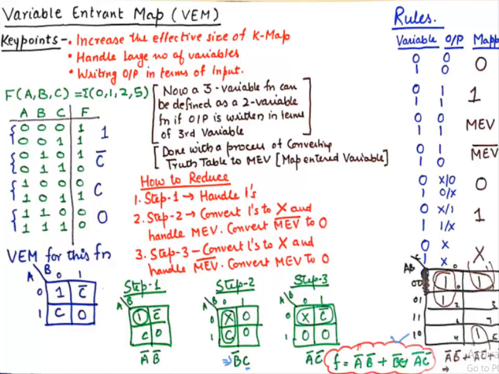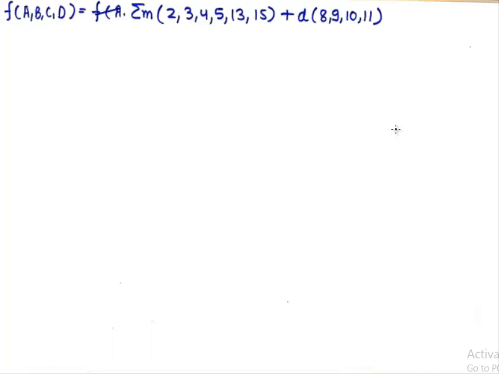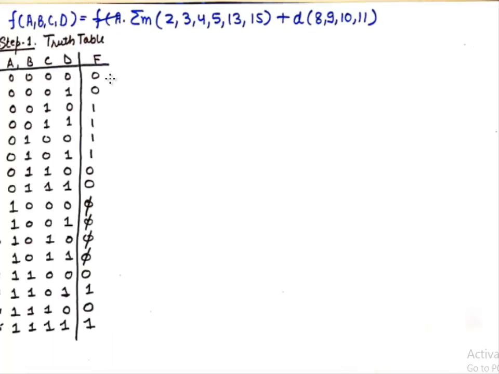Now let's look at one more question here. Let's say we get this question where we have a few min terms and a few do not care terms. First step is to make the truth table. So I make the truth table of 4 variables, which will be 16 different combinations, and we have min terms featuring at 2, 3, 4, 5, 13 and 15. Do not cares are featuring at 8, 9, 10 and 11.